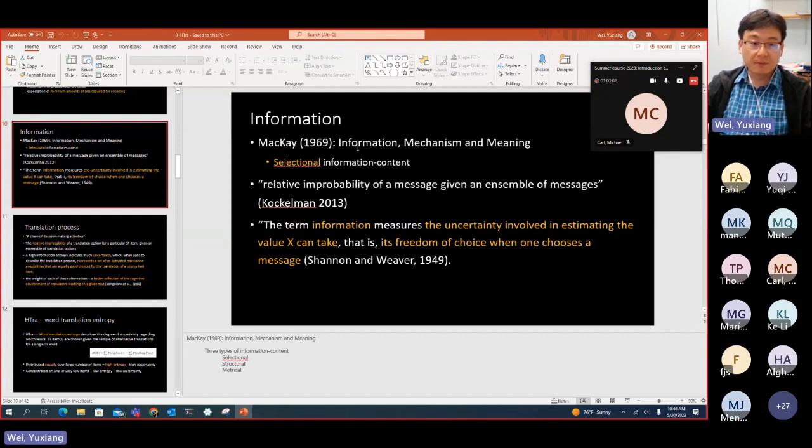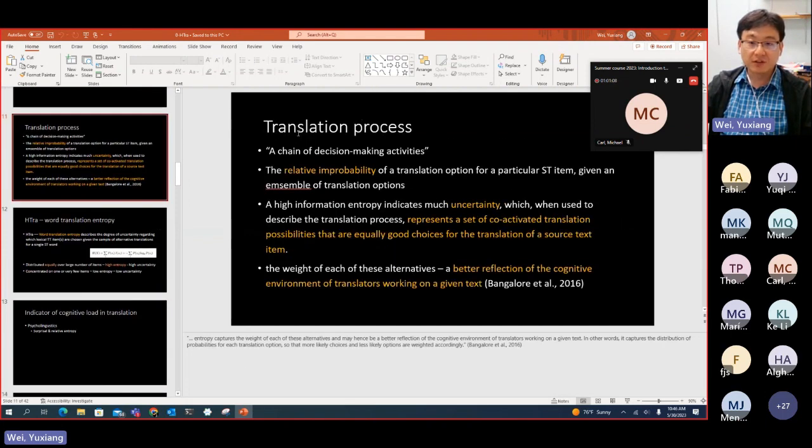We can adopt a similar perspective for the translation process. If translation can be considered a process or a chain of decision-making activities, then the relative improbability of a certain translation option for a particular ST item, given an ensemble of translation options, can be formulated in a similar manner, right? So from this perspective, a high information entropy indicates much uncertainty, representing in the translation process a set of co-activated translation possibilities that are equally good choices for the translation of a source text item.